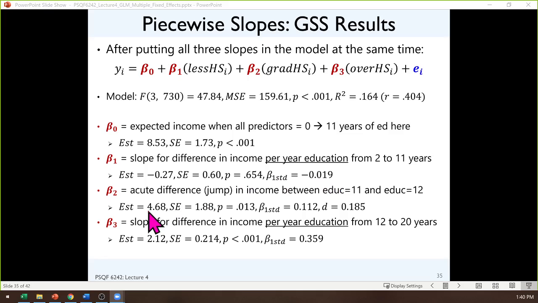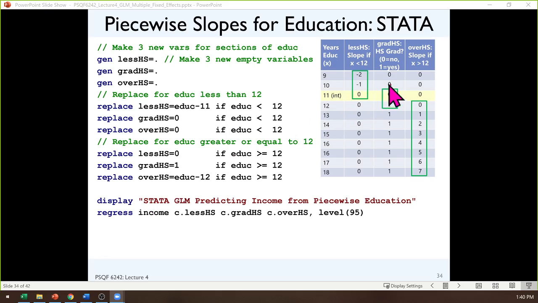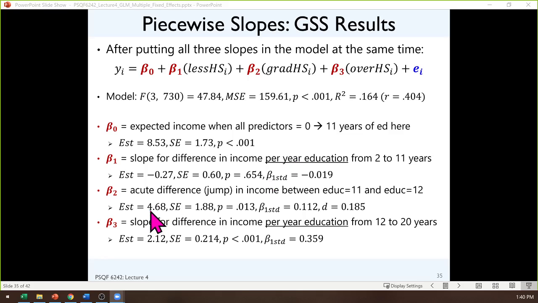Beta 2, given my coding scheme, captures the jump, the effect of going from 11 to 12. As we might expect, there is a significant increase. So if you go from 11 years to 12, you're predicted to make about $4,600 more a year. That is a significant effect if we use our alpha level of less than 0.05. Standardized slope, though, is somewhat small. So on a correlation metric where it's minus 1 to 1, my slope is only 0.1. So that's a fairly small effect.